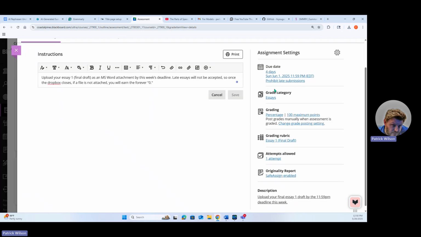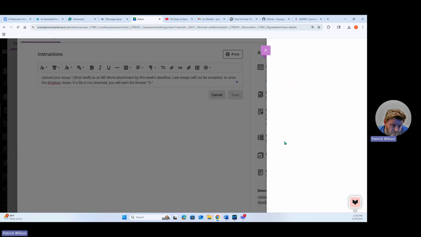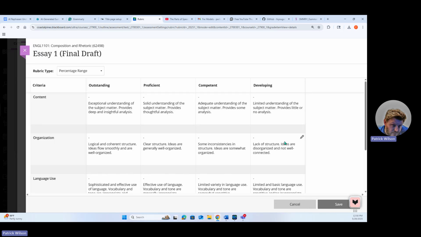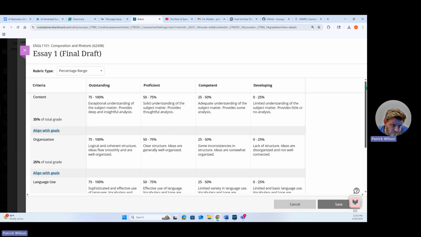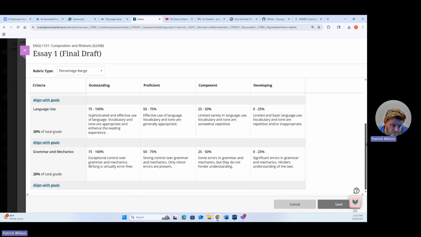So as you can tell, it has a due date here, 4 days from now. If you click here, this is going to be the rubric. You should be able to see it on your end. This is the rubric that I'm going to use to grade this first essay. So you can use this as a checklist too, right? Developing, competent, proficient, outstanding: 75 to 100, 50 to 75, 25 to 50, 0 to 25. Of course, this goes the A, B, C, D, F cycle.